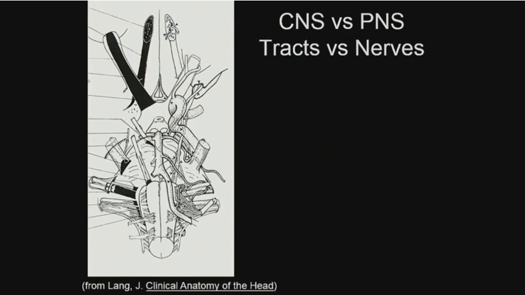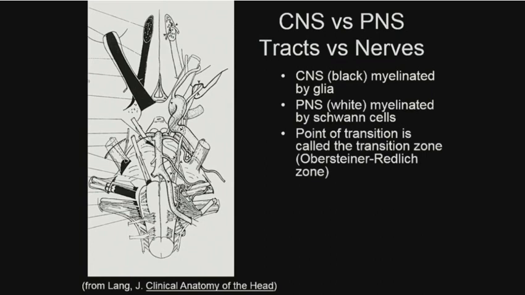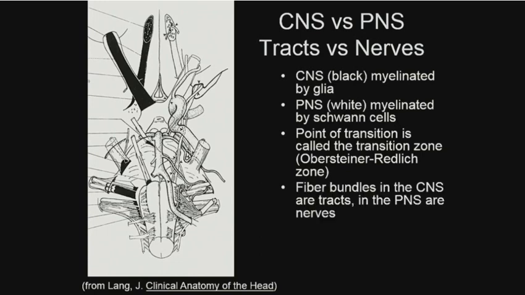And here I should mention that the cranial nerves have to extend from the central nervous system to the peripheral nervous system, and the central nervous system is myelinated by glia, demonstrated here in black on this ventral cartoon, whereas the peripheral nervous system is myelinated by Schwann cells. This has implications for our differential diagnosis. The point of transition between the two is sometimes termed the transition zone or the Obersteiner-Redlich zone, and the fibers of the central nervous system are referred to as tracts, the peripheral nervous system as nerves.